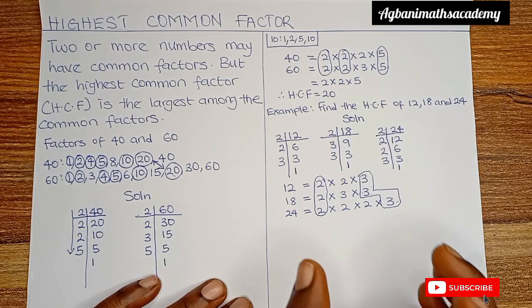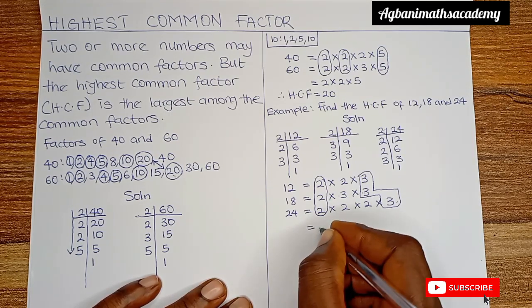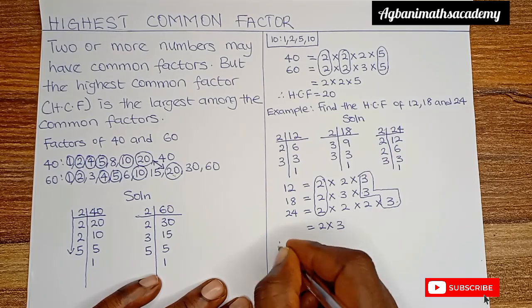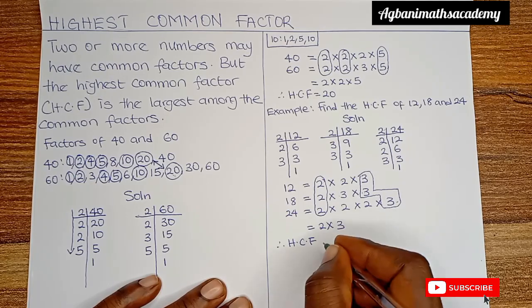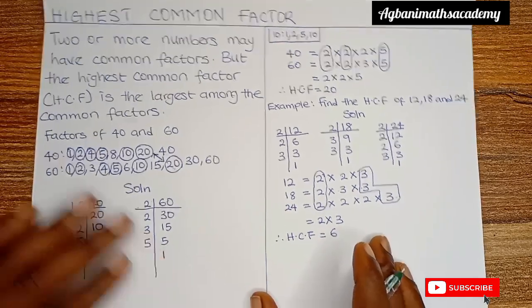So these are the common numbers among the 3 of them. So we bring them down. So we have 2 multiplied by 3. Therefore, the HCF of 12, 18, and 24 is equal to 6.